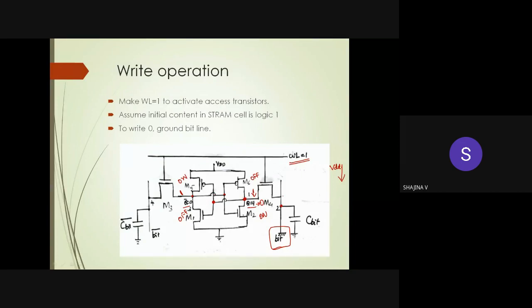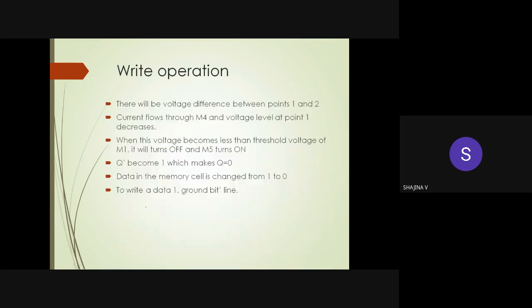Conversely, if initially Q equal to 0, Q bar equal to 1, if you want to write a data 1, you have to ground the bit bar line. Okay, so to write 0 we are grounding the bit line. If you want to write 1, you have to ground this bit bar line. Okay, is this clear? That is all there is to the operation.